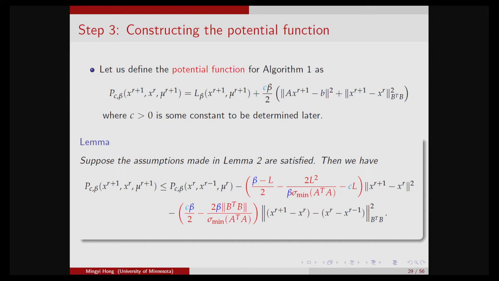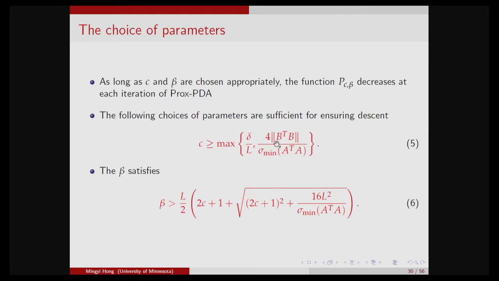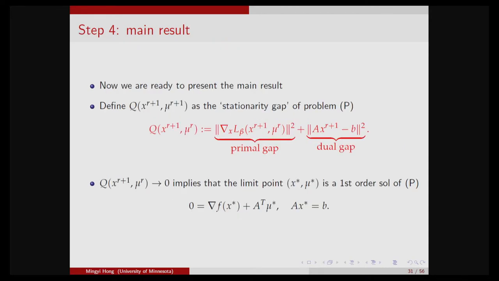Okay, which makes sense. Intuitively, why does it make sense? Because the second object that we're combining into the potential function is related to the violation of the dual variable. So if you sum them up, the overall change will be descending. Without going into too much detail, we can show that if you combine these two parts, the new objective will be descending, if you choose the parameter beta large enough. Okay, so these are the choices of the parameters. If you choose beta, the penalty parameter, large enough, these will descend.